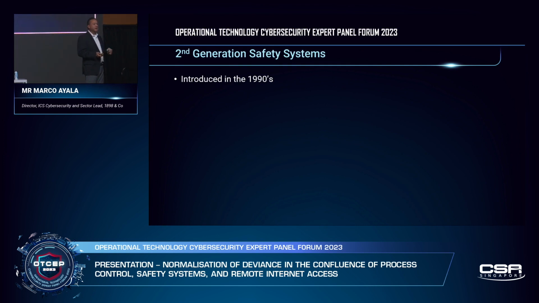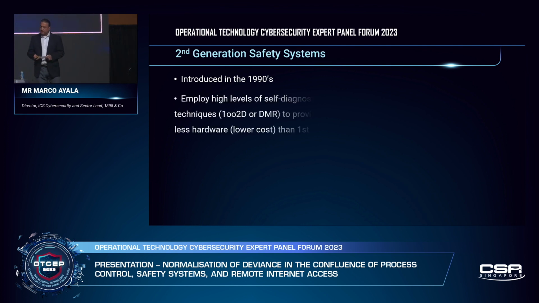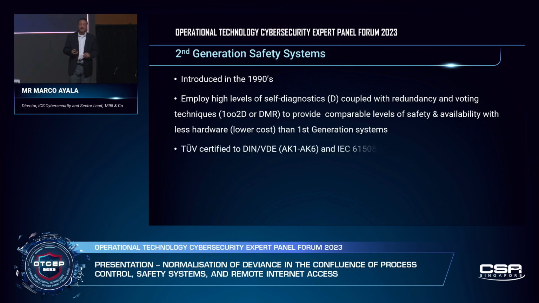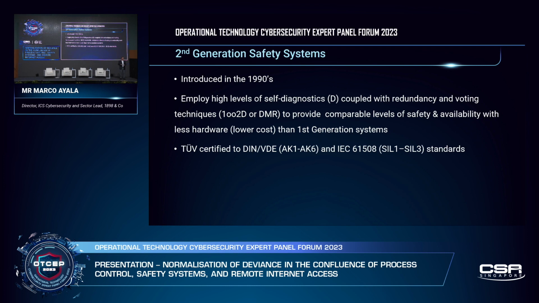There were companies like Moore Products, Triconex as well, and Trisense Systems, which even employed higher diagnostics and availability with 1 out of 2 voting or dual modular redundant, and they were cheaper than their first predecessors, right? It was also TUV certified, but here's where it started to change and scale, very similar to what the video was stating: we started to integrate Windows OS.